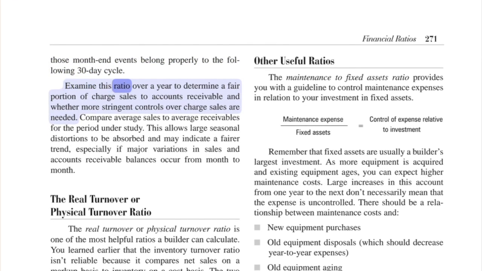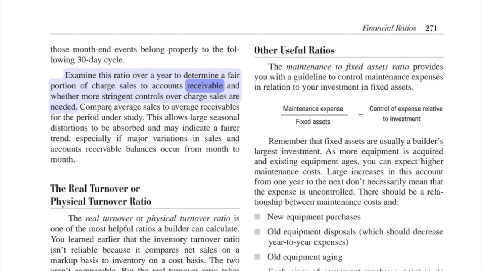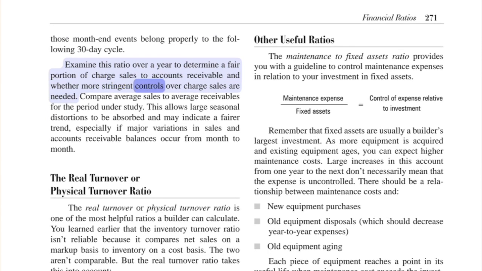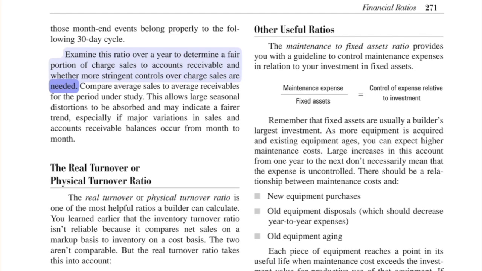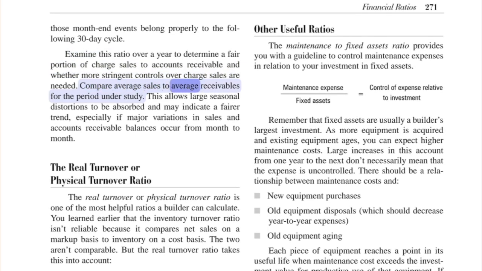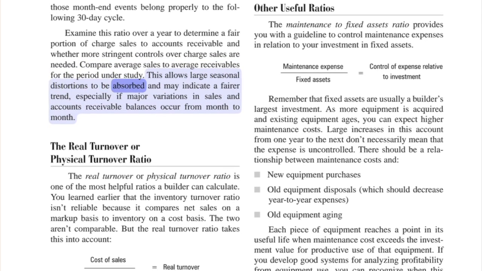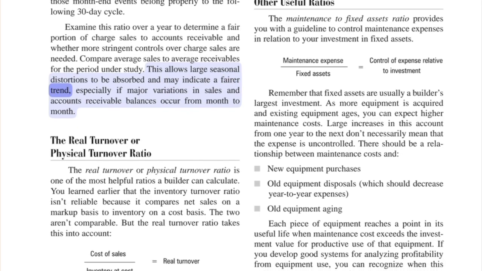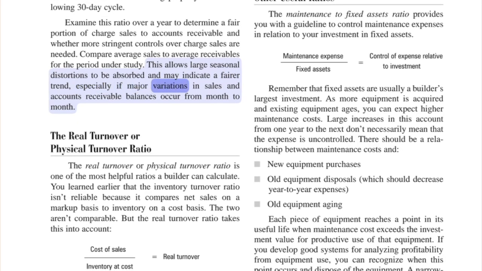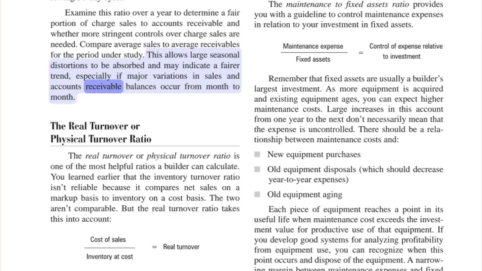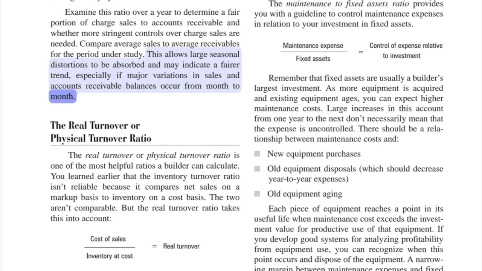Examine this ratio over a year to determine a fair portion of charge sales to accounts receivable and whether more stringent controls over charge sales are needed. Compare average sales to average receivables for the period under study. This allows large seasonal distortions to be absorbed and may indicate a fairer trend, especially if major variations in sales and accounts receivable balances occur from month to month.